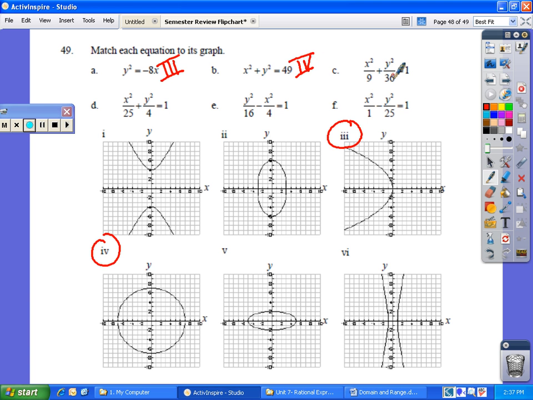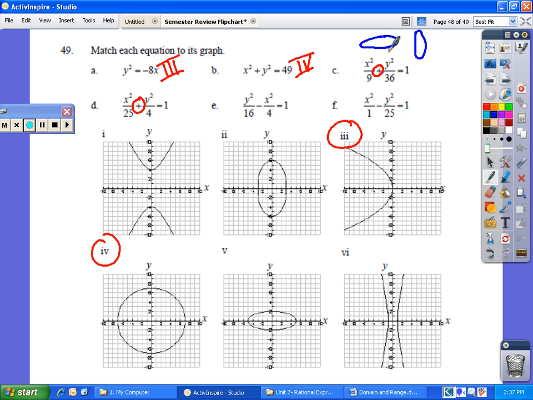Now the next two are ellipses. You know they're ellipses because they have pluses. And those plus signs mean that I'm going to have an ellipse. And remember, an ellipse looks like a flattened circle. I always say it looks kind of like Stewie's head from Family Guy, or it looks like a football.